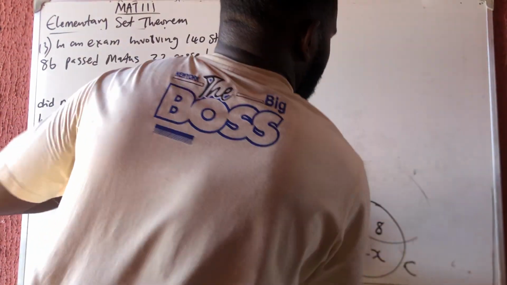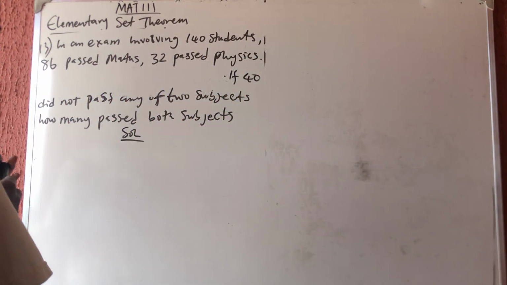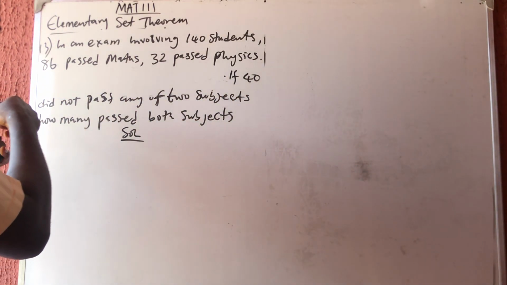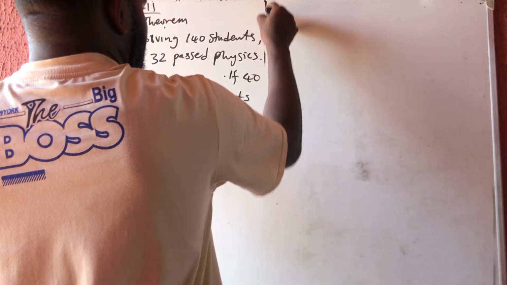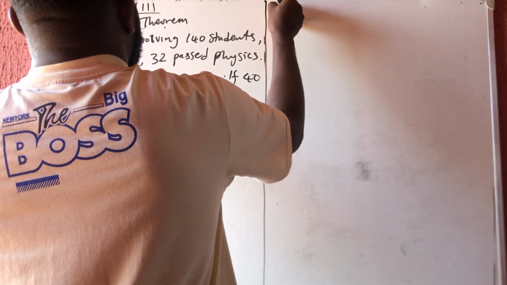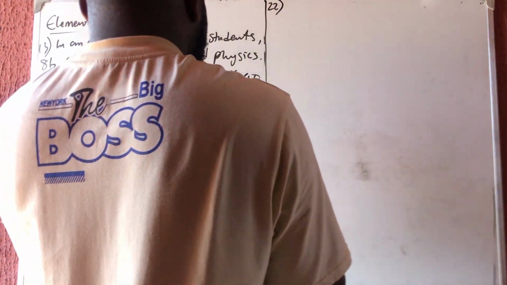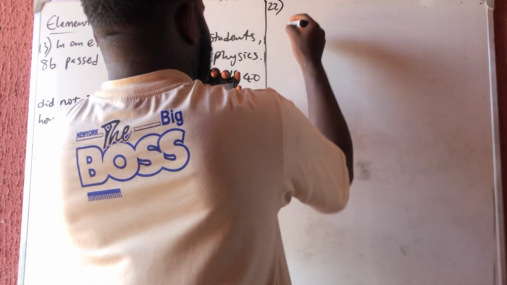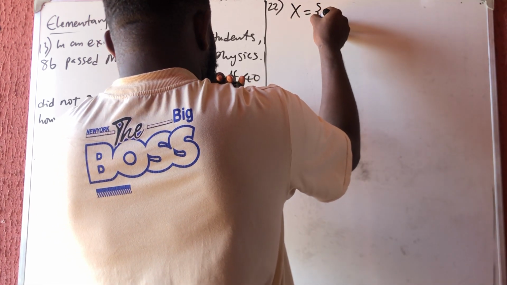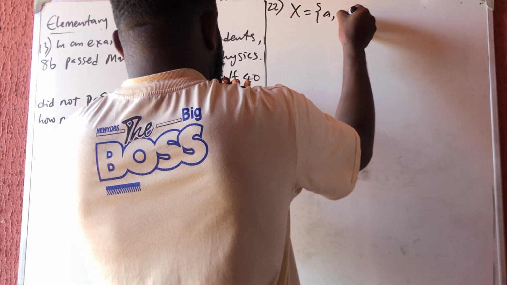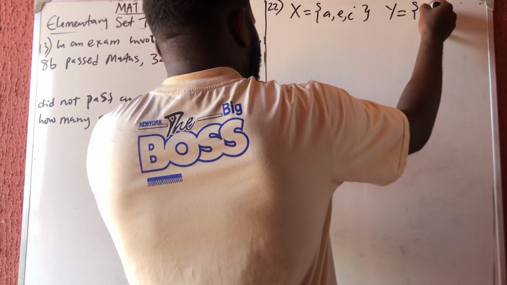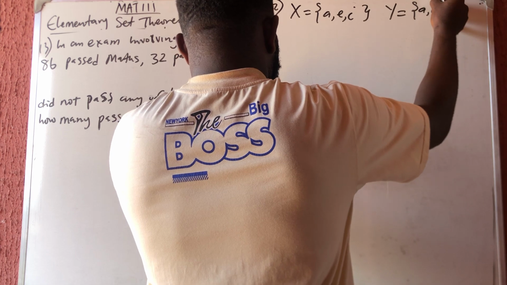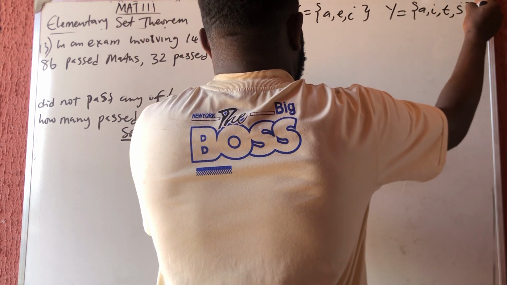Let's move to the next question. So question number 22. I don't know why they jumped from 19 to 22. Question number 22 said, given that x is equal to the set of A, E, I, okay, and y is equal to the set of A, I, T, and S. All right.